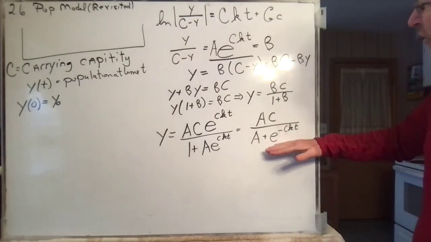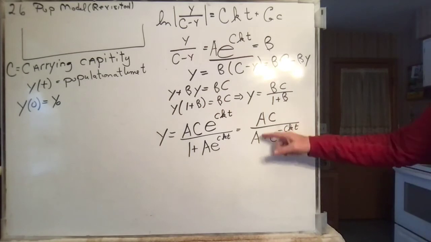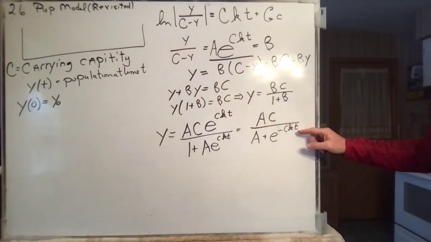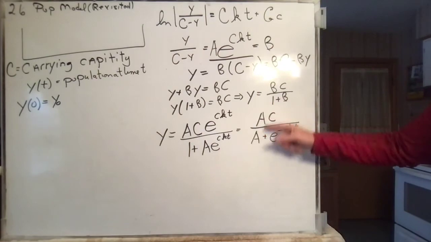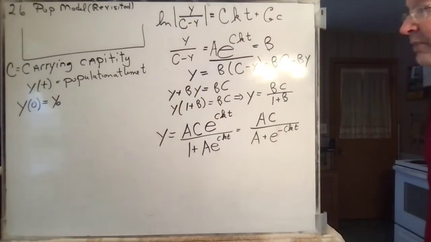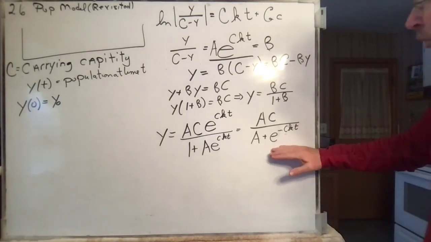So if that's your initial amount, then how does that affect this? In particular, what will A become? C is still the carrying capacity, and K has to do with how fast it's growing, but this constant A is going to be affected by what this initial value is. So how do we solve that? Let's do it over here.